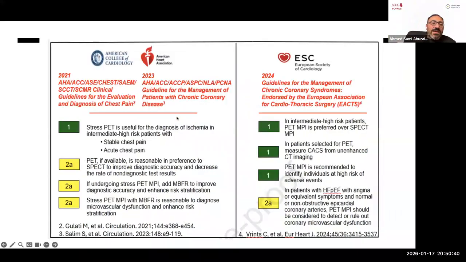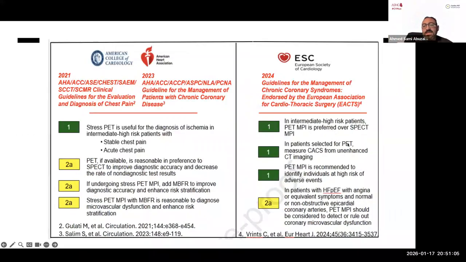If you think about the American guidelines, the 2021, 2023, we know stress PET is useful for the diagnosis of ischemia in an intermediate high-risk patient with stable or acute chest pain as a class 1. Anything else comes as a 2A. But the European guidelines really put PET on the top of things. In the intermediate high risk, it is a preferred modality over SPECT.